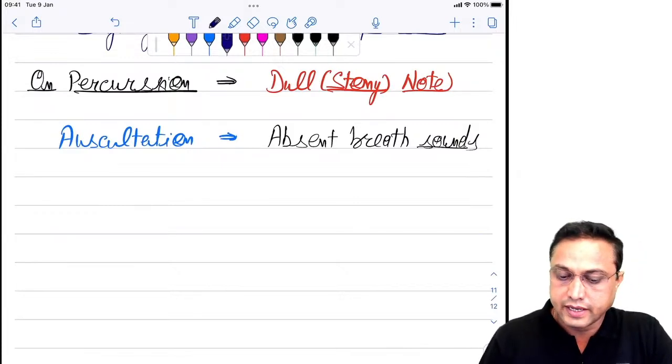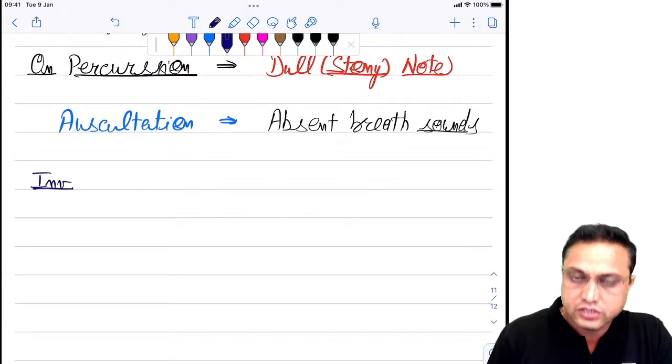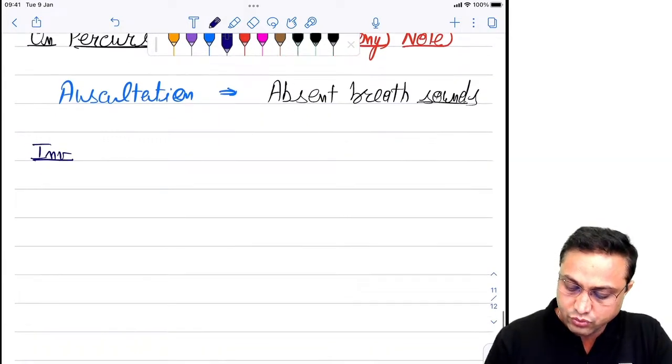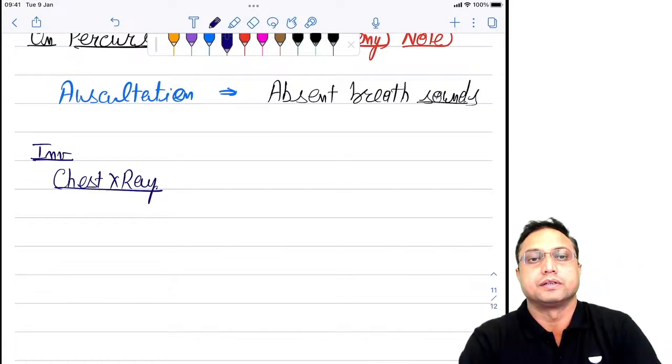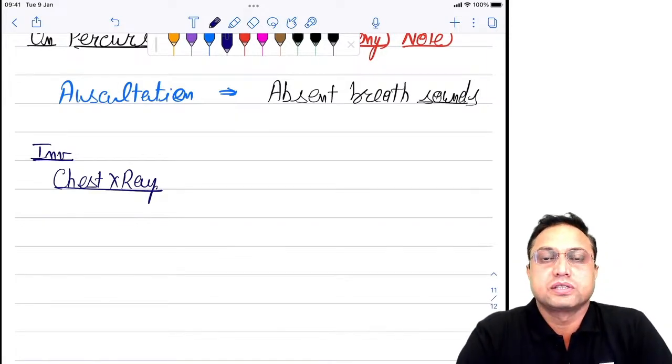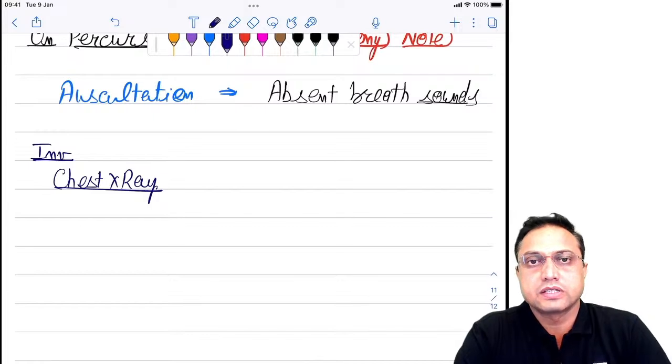Okay, see. Then obviously what investigations are you going to do? The first very important investigation we are going to do is the chest x-ray. My question to you is: what findings are we going to find on the chest x-ray? I repeat the question: what are the findings we are going to find upon the chest x-ray? You have 30 seconds to reply. I am waiting for your replies, guys.